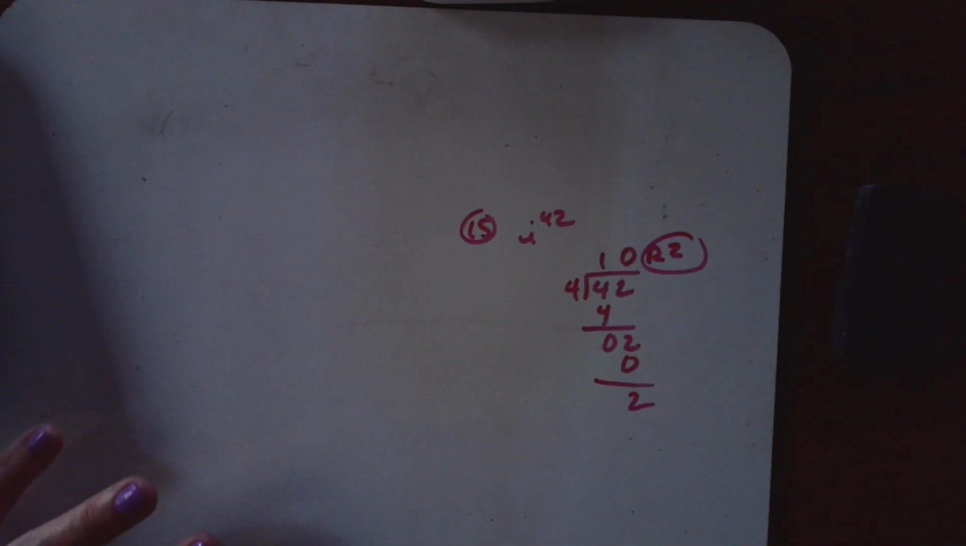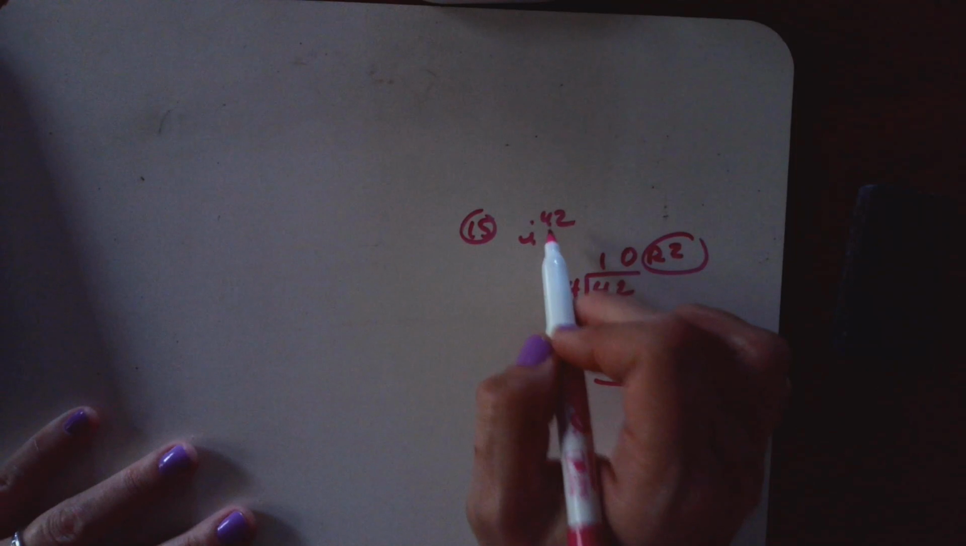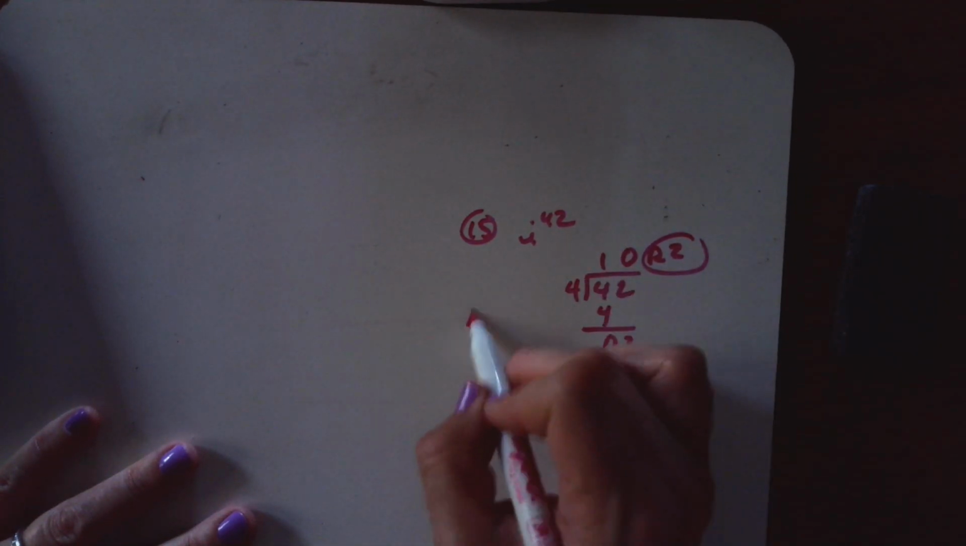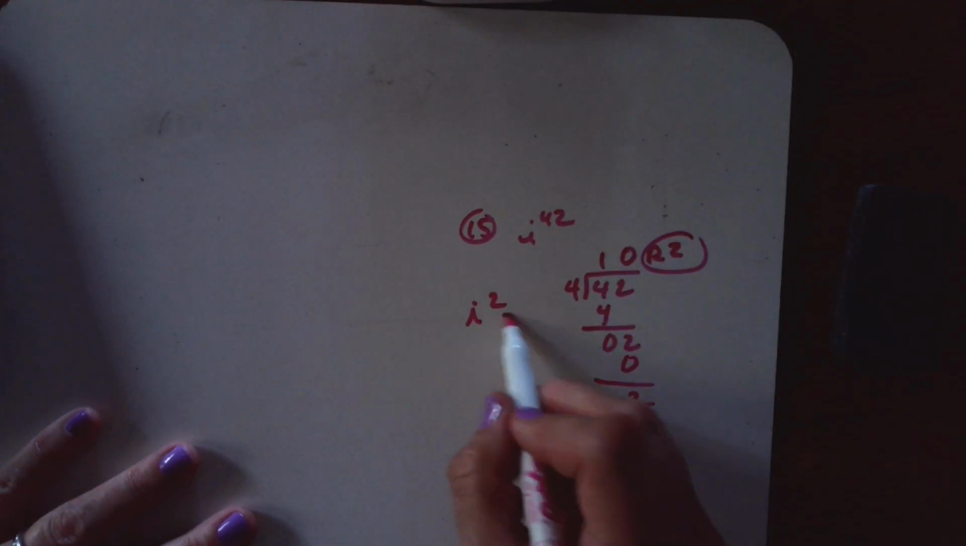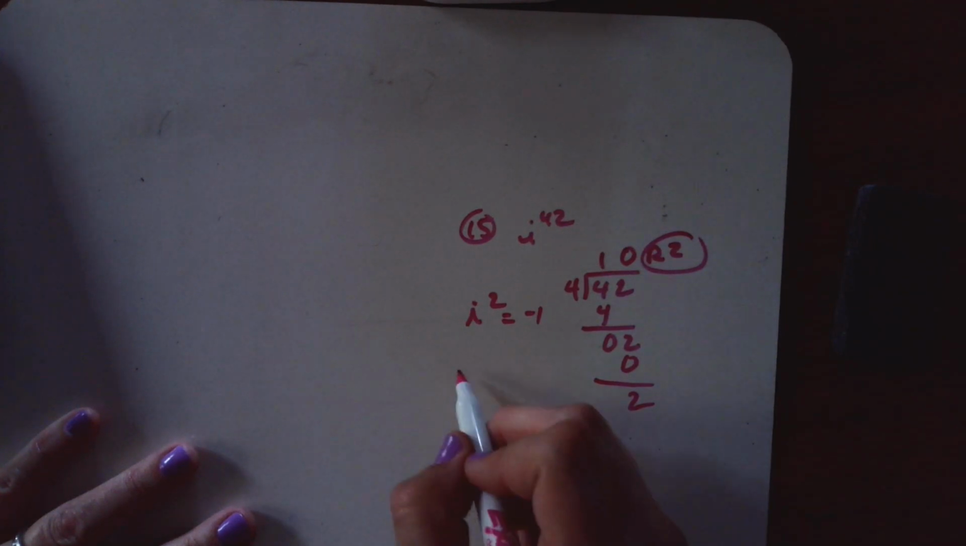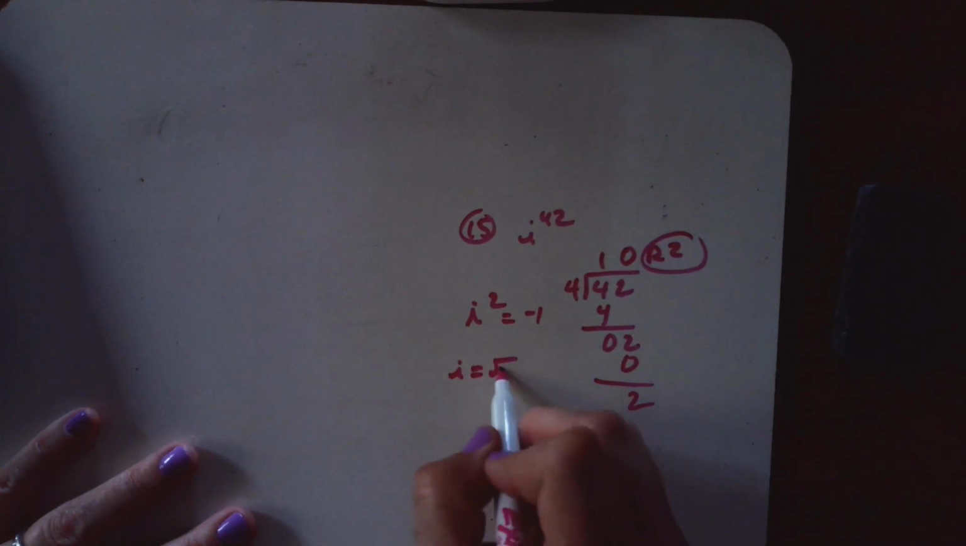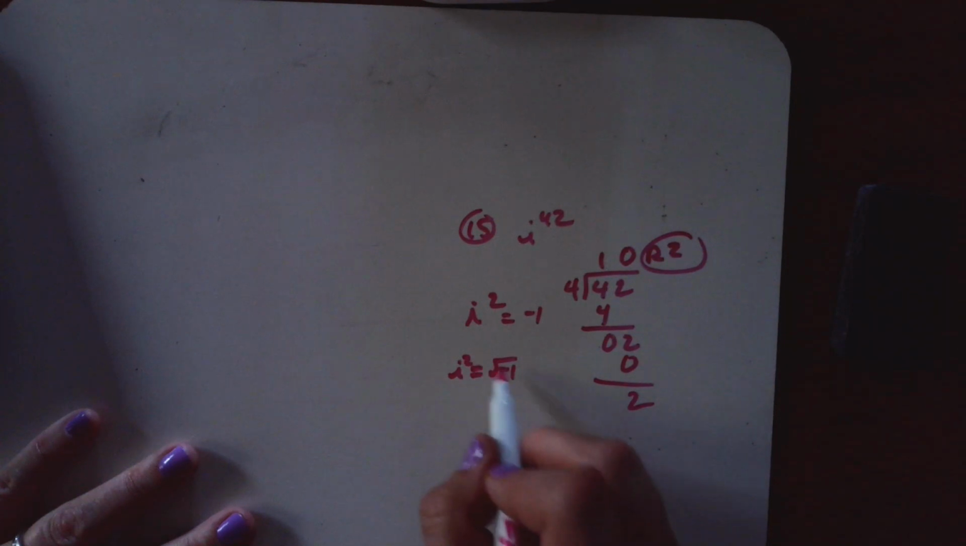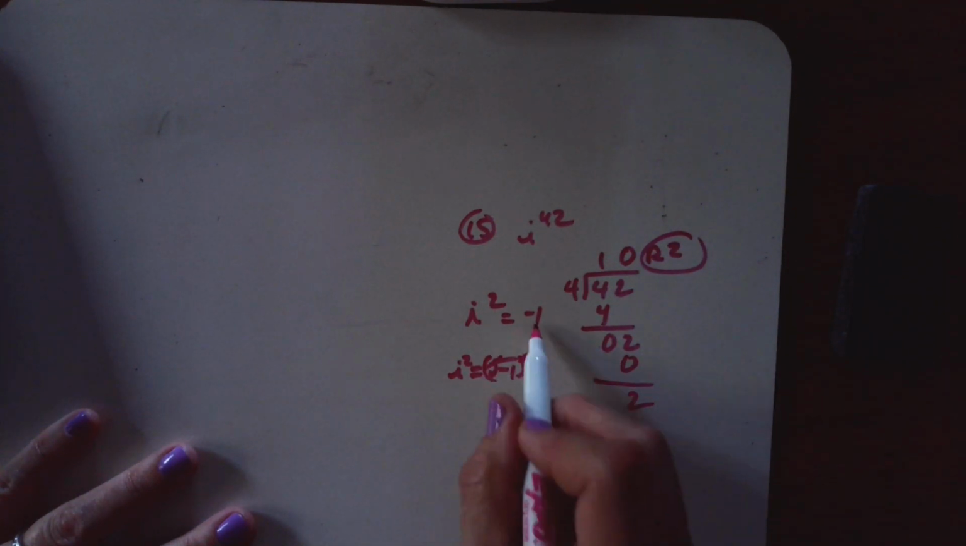So the remainder of 2 tells me that basically i to the 42nd is the same thing as i squared. And i squared is -1 because i is equal to the square root of -1. So if you square this, then the -1 pops out.